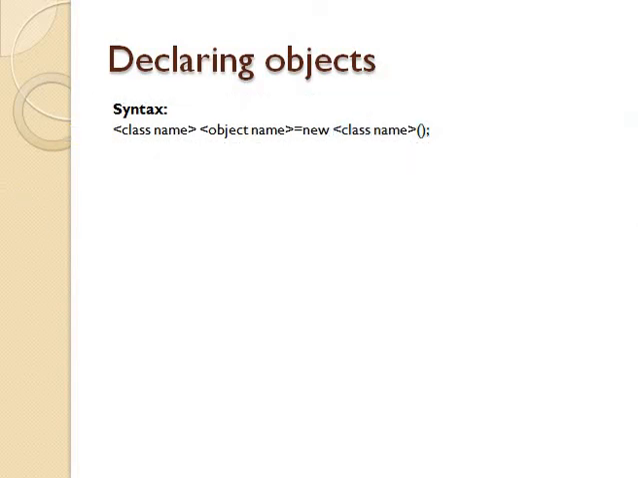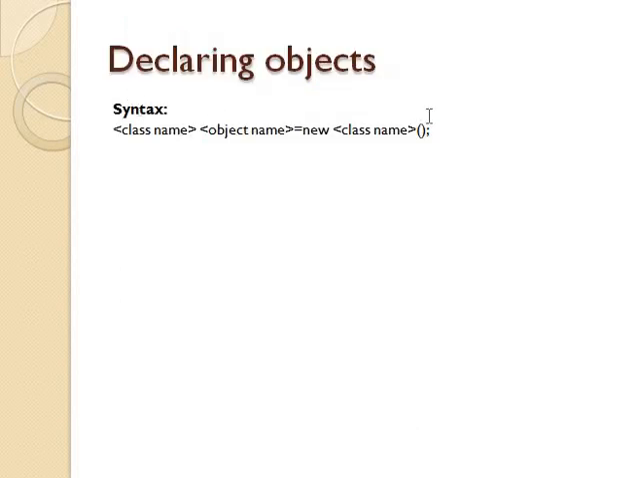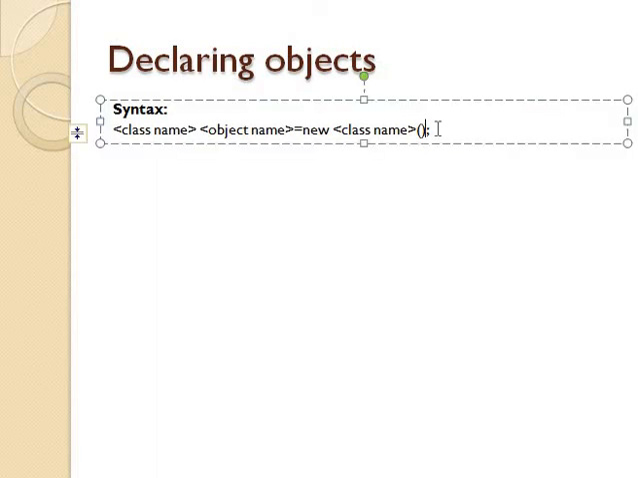Now if you wish to declare an object of the class called computer whose name is PC, as shown in this figure, then you write it like this.